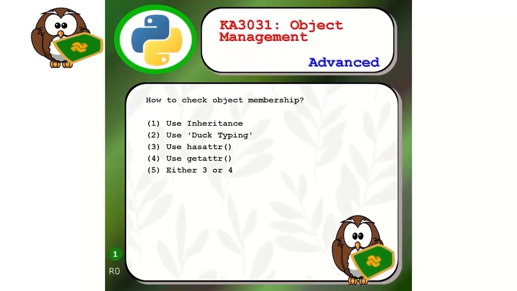KA3031 on object management. We have to ask ourselves, how could we check for object membership? 1, by using inheritance. 2, by using duck typing. 3, using hasattr. 4, use getattr. Or 5, either 3 or 4. That was easy.